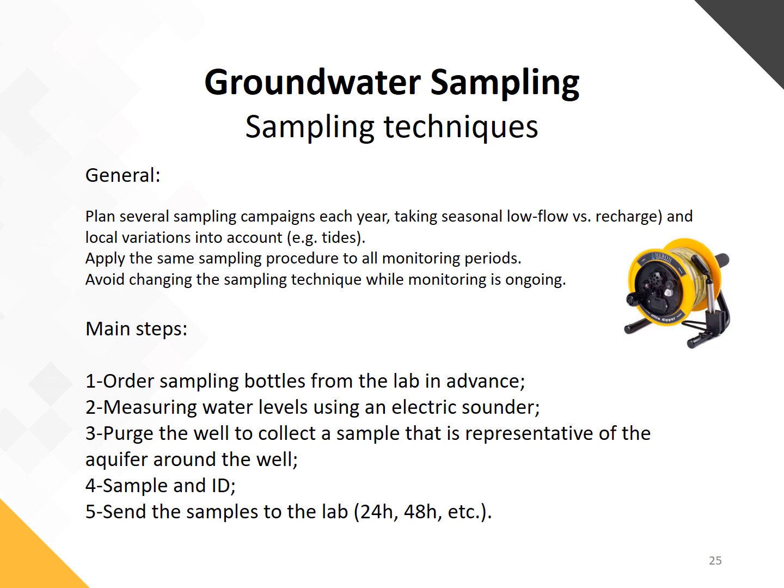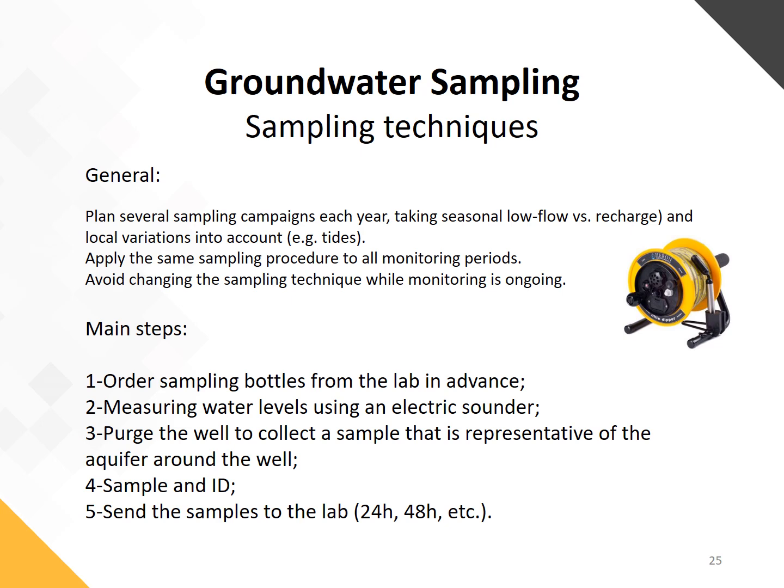There are many different ways to sample groundwaters, but this is just to give you a general idea of how you usually sample groundwaters. A few generalities that you need to know: when you plan a sampling campaign, you need to plan several sampling campaigns each year in order to take seasonal low flow and recharge and any local variations into account. Then you always need to apply the same procedure to all monitoring periods. And you need to avoid changing the sampling technique while monitoring is ongoing. So always the same way and many times during the year.